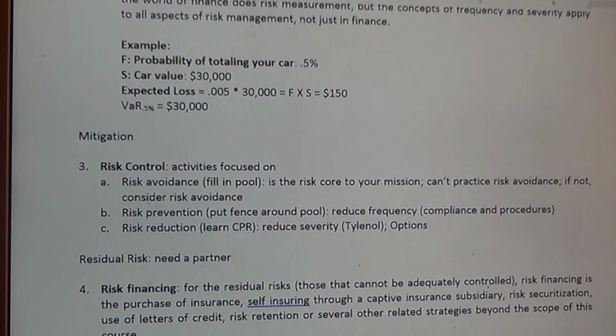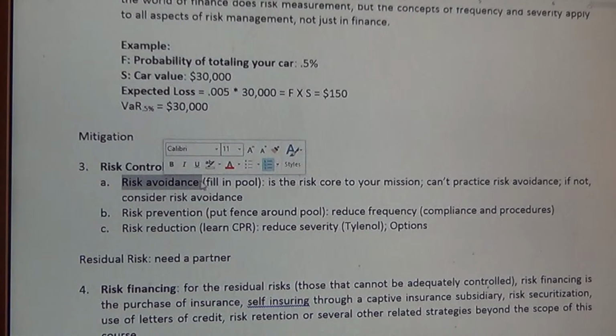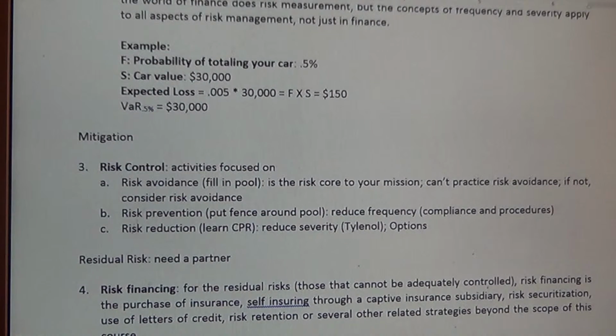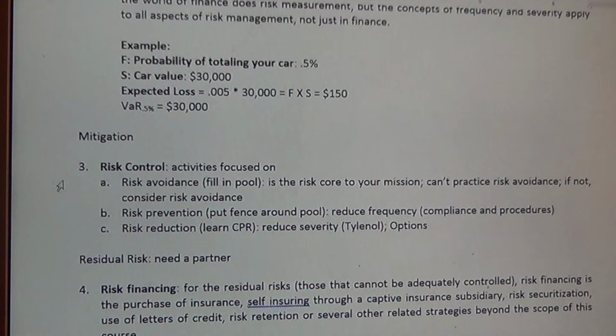Risk avoidance, you see here the example, fill in the pool. If someone has a pool in their backyard and they don't want the risks that maybe a neighborhood kid will drown in the pool or some other liability risk, if they want to completely avoid that risk, they just fill in the pool with concrete. If the risk is core to your business, you can't practice risk avoidance. For example, an airline cannot practice risk avoidance when it comes to the risk of a plane crashing. But if it's not part of your core business, then risk avoidance can be a very good practice.